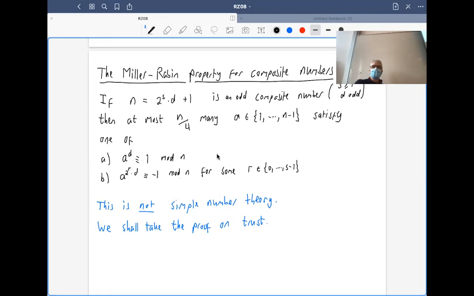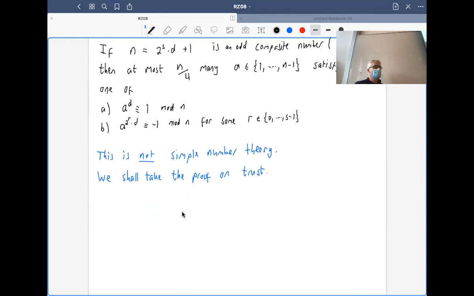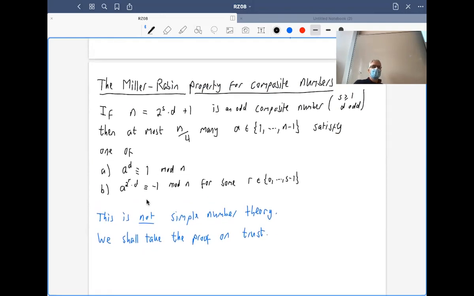Miller actually didn't use exactly this. Miller instead assumed the generalized Riemann hypothesis was true and used that assumption to get some information on the distribution of the numbers a that satisfy one of these two properties. So he did some very sophisticated stuff. Rabin realized that one could make things simpler by simply counting the number of a's that satisfy one of these properties and showing there are at most n over 4 of them. So this is not simple number theory, but the point is we've got these two properties.